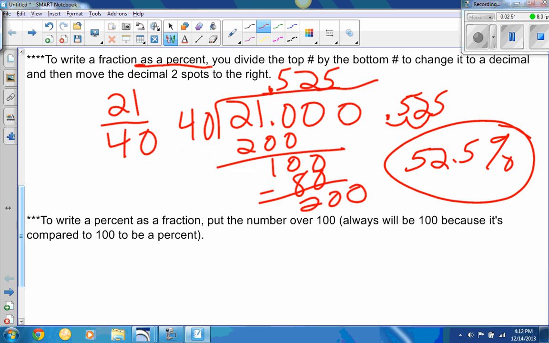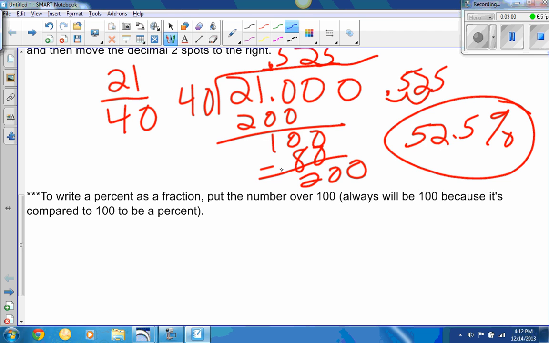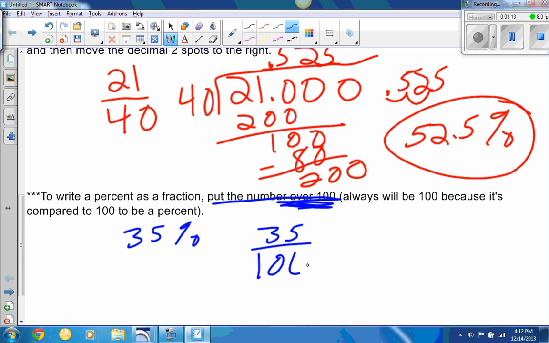So then the last type of problem, to write a percent as a fraction, you're just going to, remember I said at the beginning of the video that you're always going to compare it to 100, right? So put the number over 100. It will always be over 100 no matter what it is. So if I have 35%, if I want to change that to a fraction, I very simply just go 35 over 100. And then normally it's probably going to say to reduce. So find a number that goes into both. It'd be 7/20.